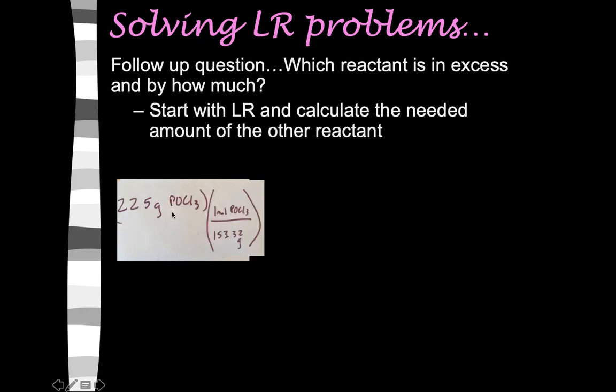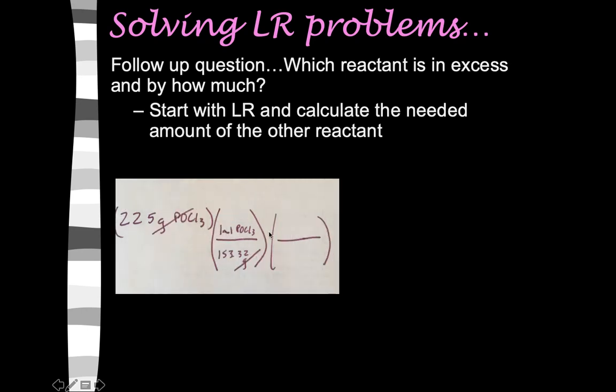Okay. So I had my grams of POCl3. I had this from my previous work, 153.32 grams for every 1 mole of POCl3. I have to get to moles so I can do the switchover steps to switch over to water. All right, so I set that up so that moles of POCl3 cancels. I look back at my balanced equation.